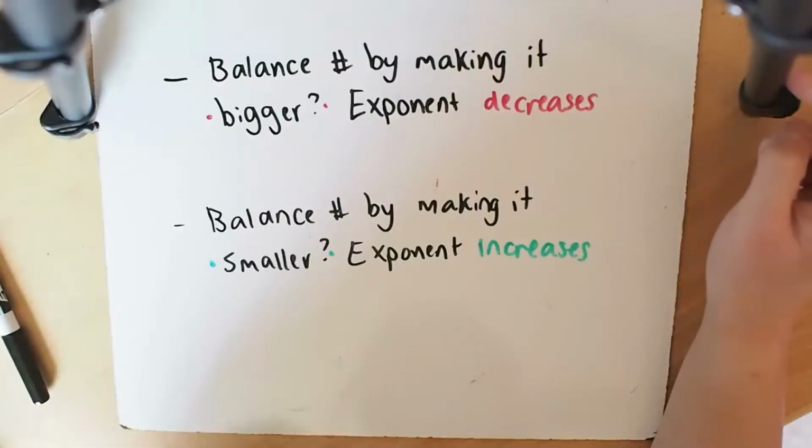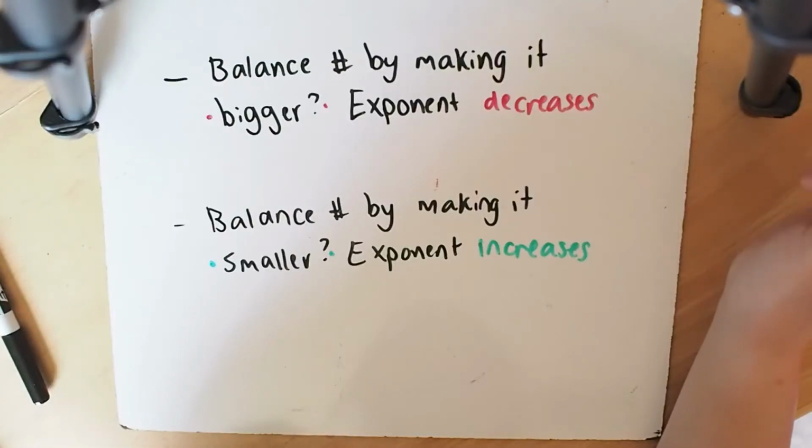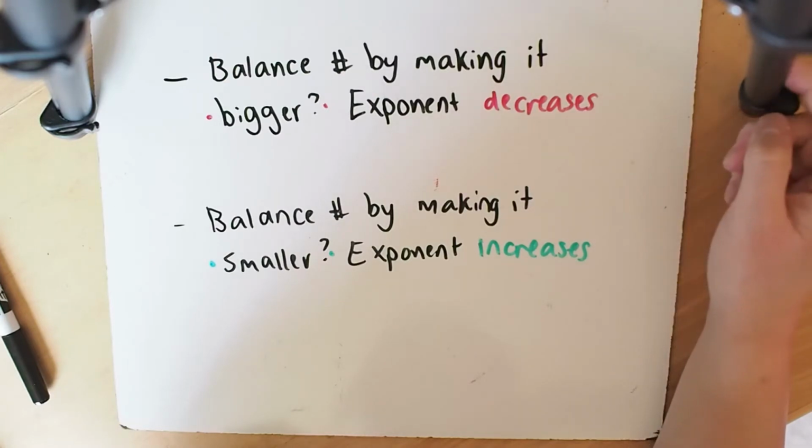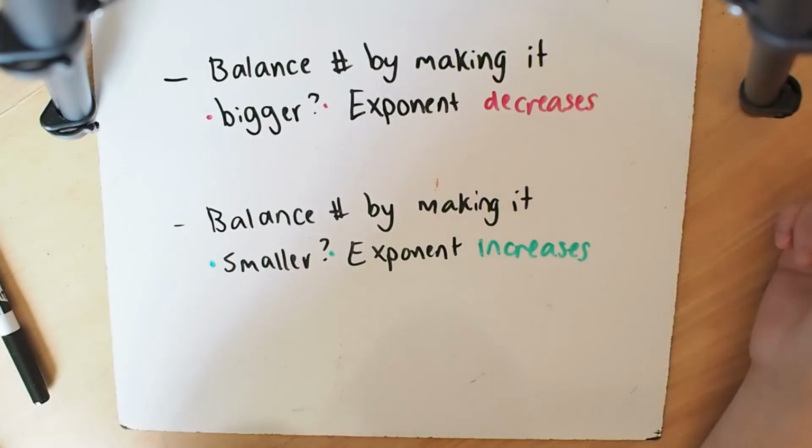So just a quick recap, if you're making the number part bigger by any factor, the exponent decreases by the same factor. If you're making the number smaller by any factor, then the exponent on the 10 increases to balance that out.